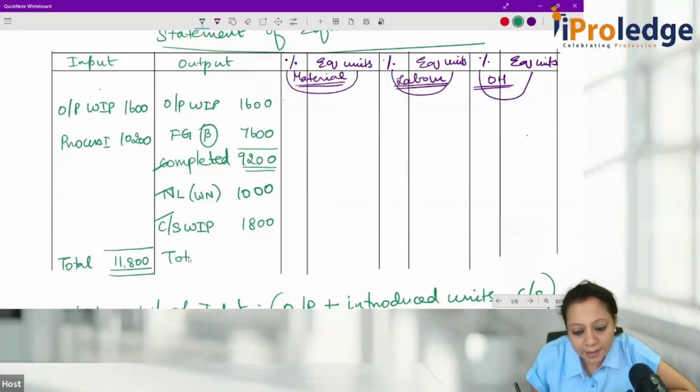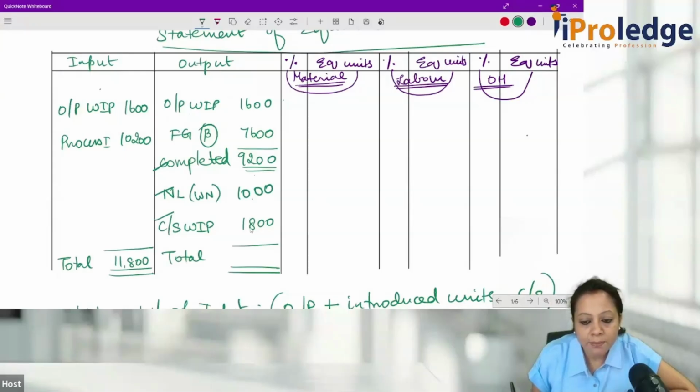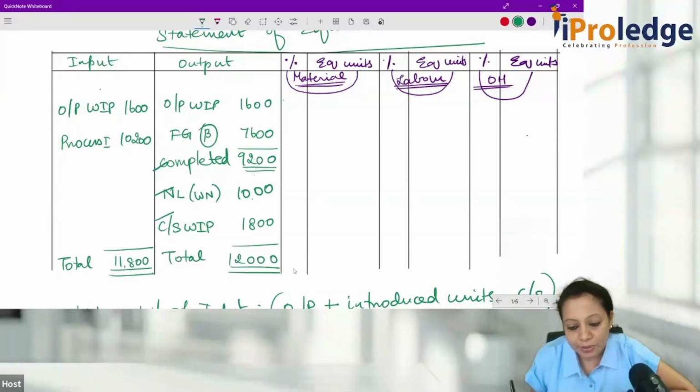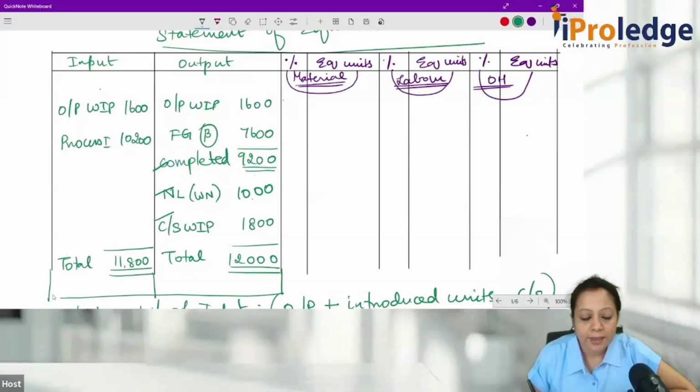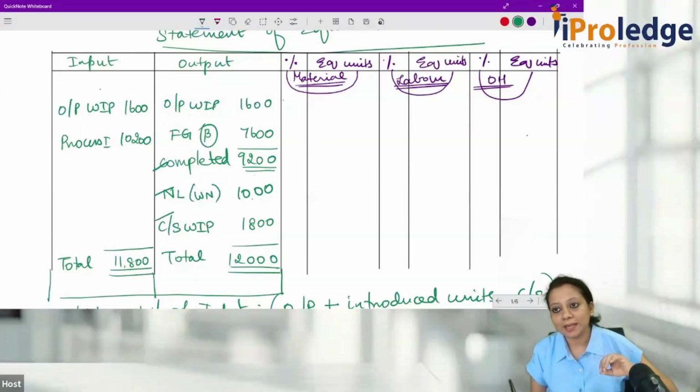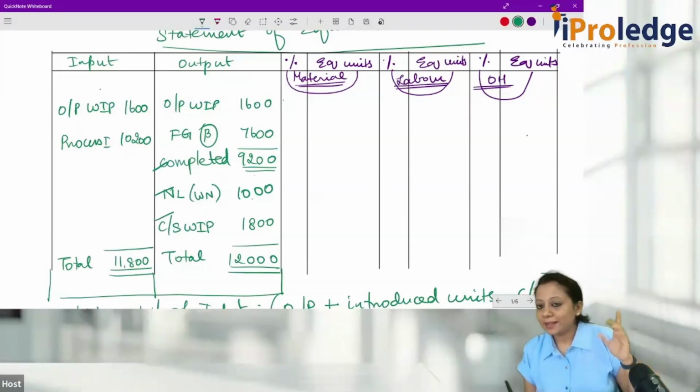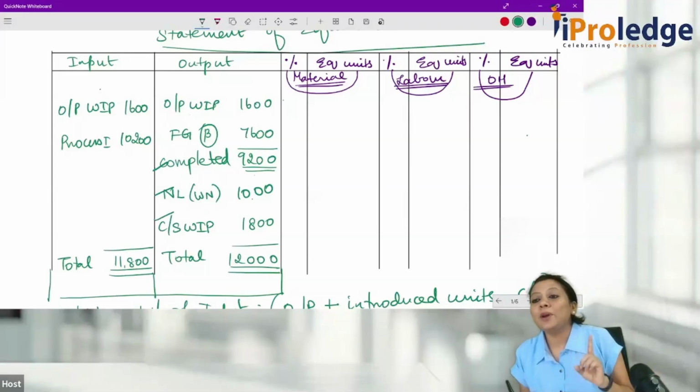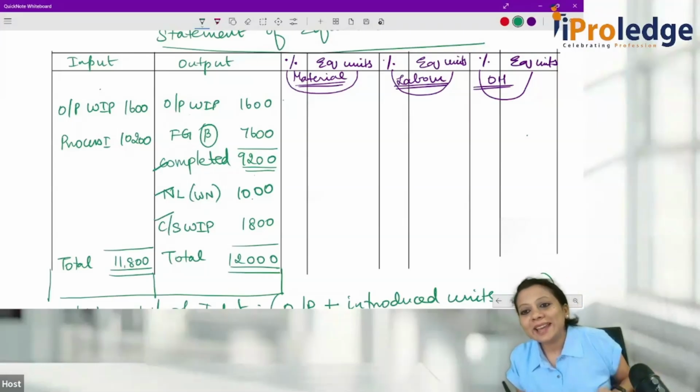So the total here is going to be 9,200 plus 1,000 plus 1,800. How much does it come to, students? 12,000. Right, dear. Thank you. So it comes to 12,000. Now, what is the moral of the story? Input is going to be 11,800. Output is 12,000, which means I considered normal loss also. Now, what is the balancing figure? It can be only abnormal loss or gain. Is it not gain here?